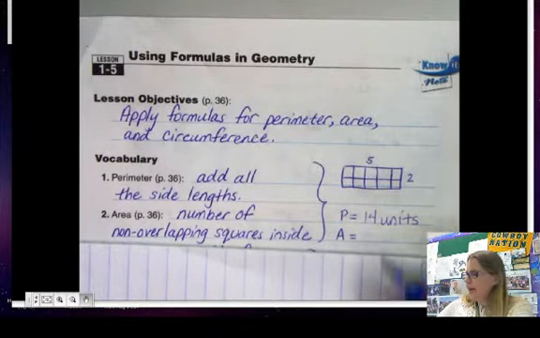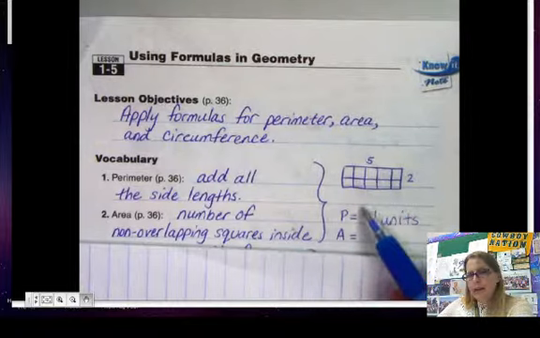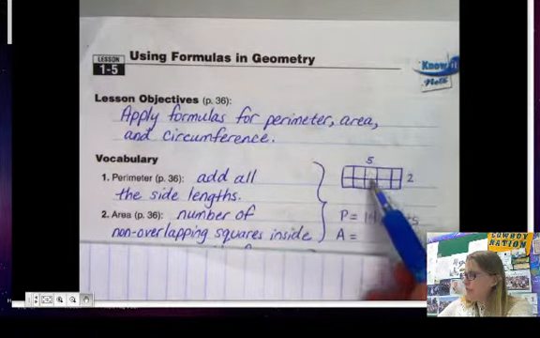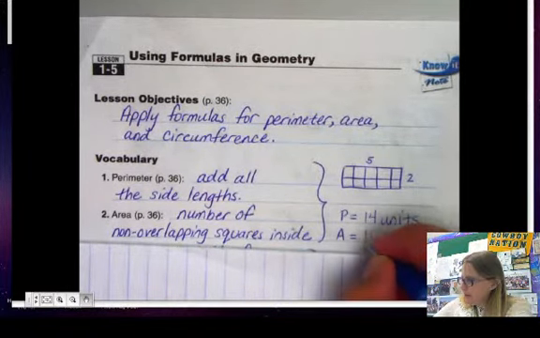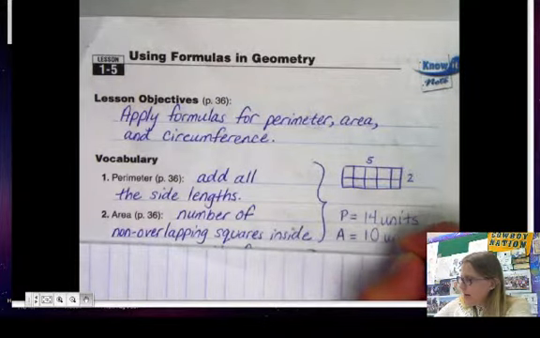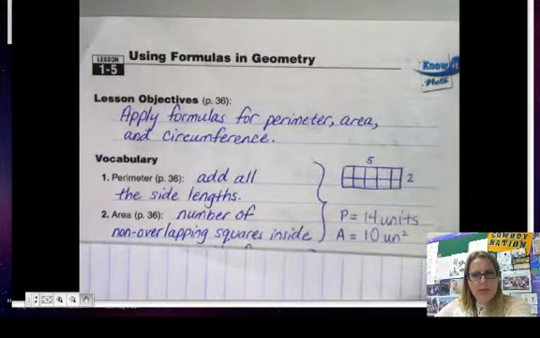My area is how many squares are inside. So 1, 2, 3, 4, 5, 6, 7, 8, 9, 10. And whenever we're talking about area, we say units with a little square after it, showing that they are square units.